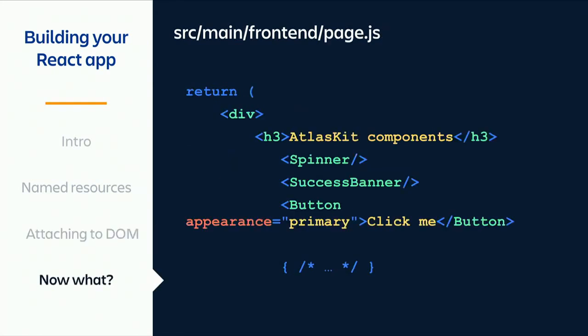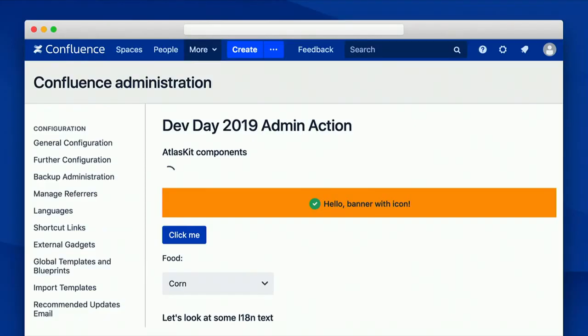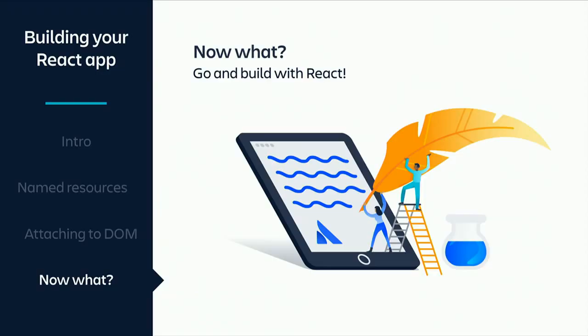Looking at page.js itself, you can see that we're using JSX. We've got a couple of components, Atlaskit, different HTML tags, and so on. And this is what it looks like. So we went through all of that configuration complexity to get this single one-page app. What do you do next? Well, go and build your code with React.